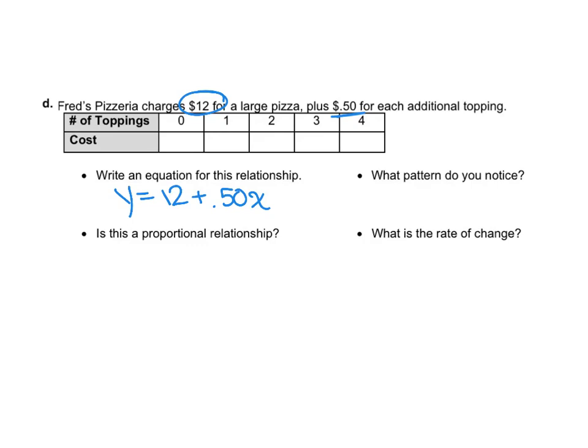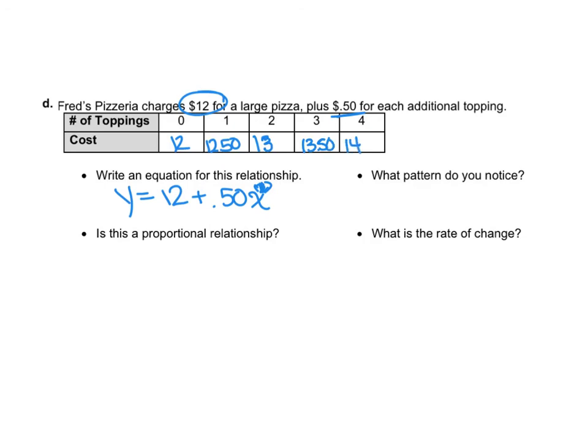So let's talk about if you have 0 toppings. Well, if you have 0 toppings, we still have to pay for that pizza, which is going to be $12. And now for each topping, we're going to times it by 50 cents. So I'm going to have 12, and now there's our first topping. Now if I have 2 toppings, that's going to be 2 times 50 cents, $1. So I have to add that on. So I'll have a total of $13. And then it'll keep going up by 50 cents.